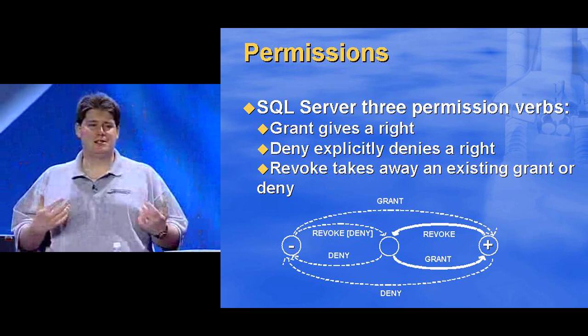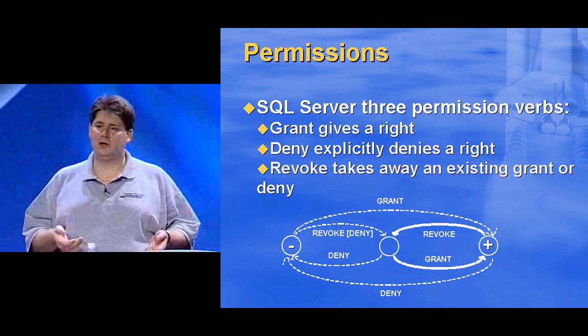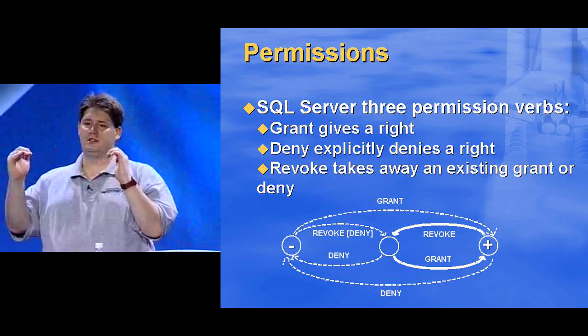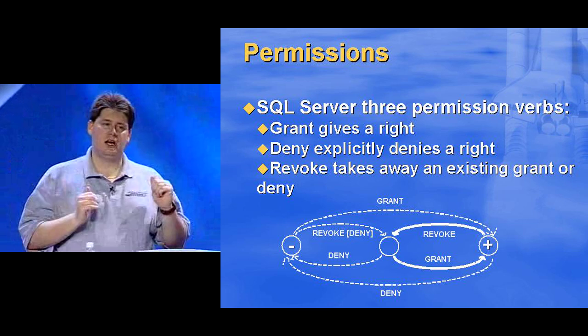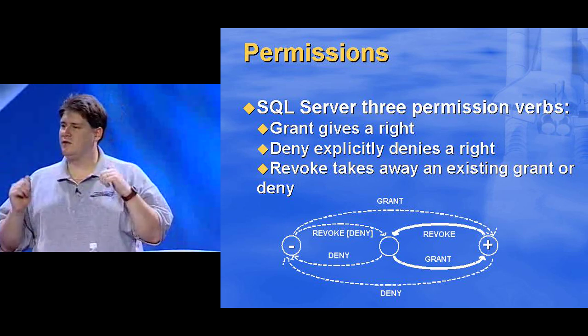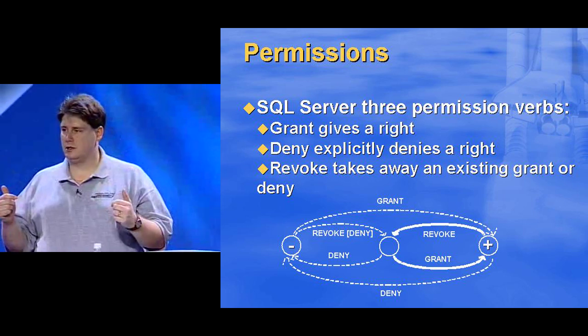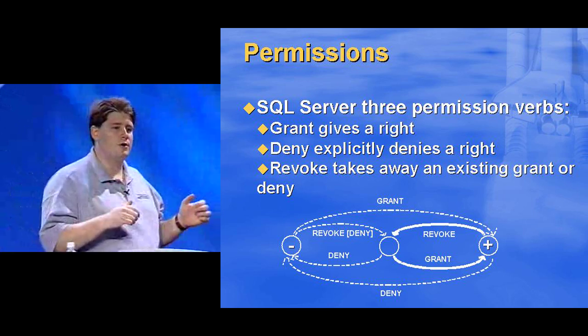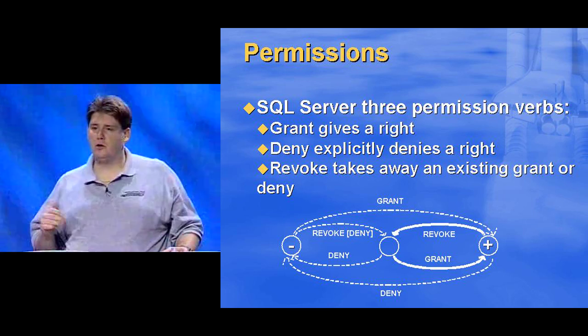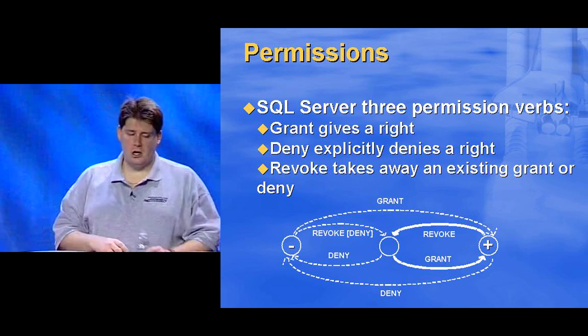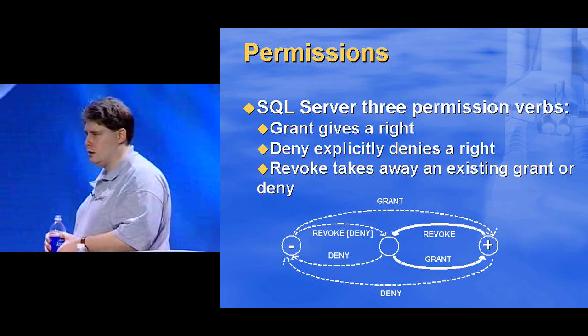The way I think of this is in terms of the system tables to make it easier for me. If I do a grant, I put a row in a table that says you can do this. If I do a deny, I put a row in a table that says you can't do this. If I revoke, I'm deleting one of those rows. So if I revoke a permission you don't have, it doesn't do anything. It's a no-op. Denies always win.